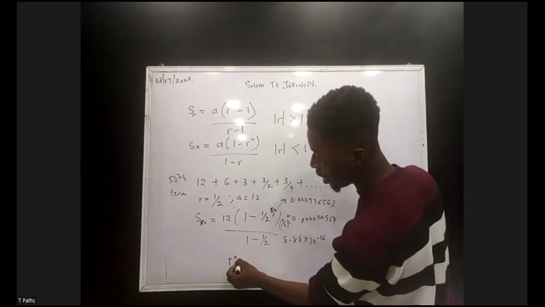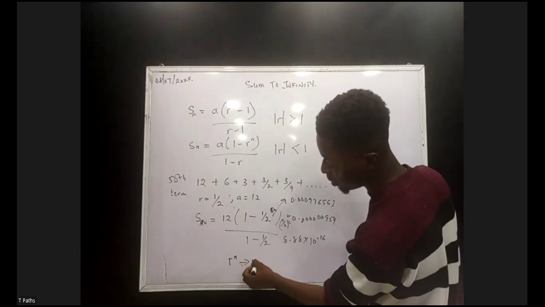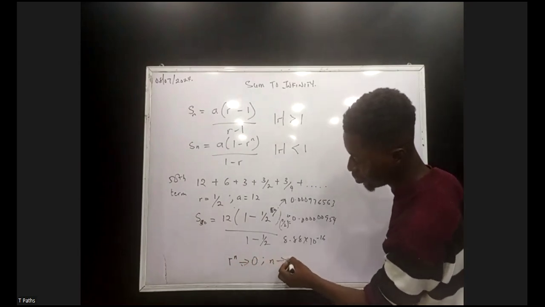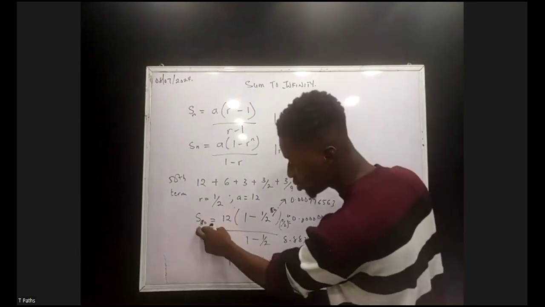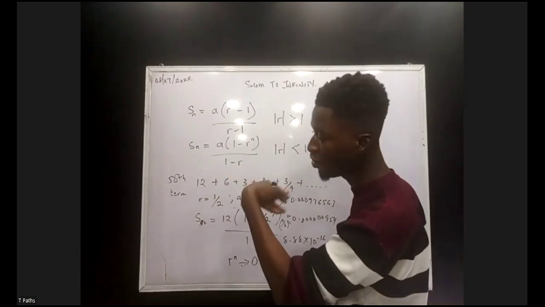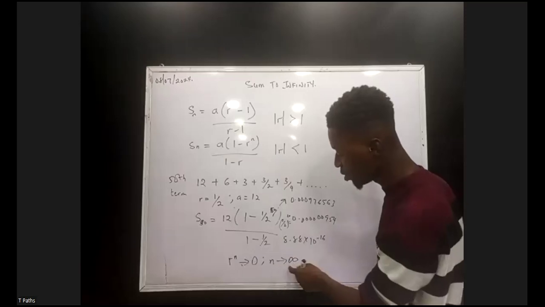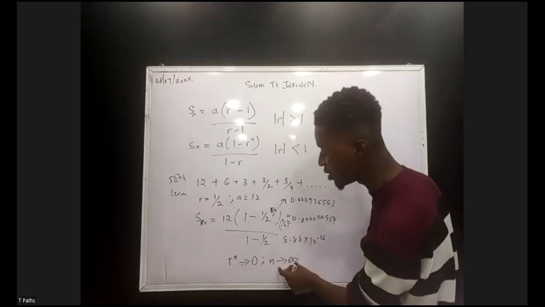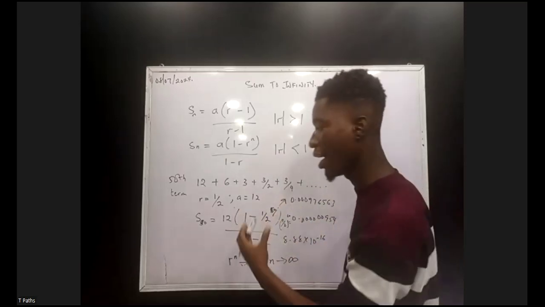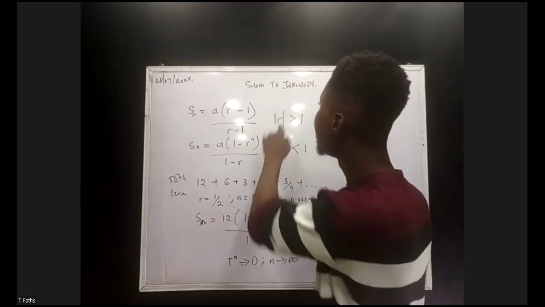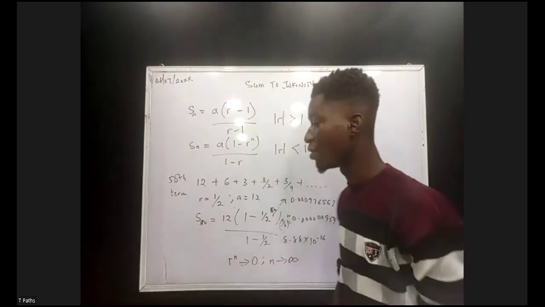r raised to power n is 0 as n tends to infinity. As this one is going higher, the sum of the first 100 terms, the sum of the first 1,000 terms, you keep approaching 0 as n is going higher and higher. So that's when sum to infinity comes in.